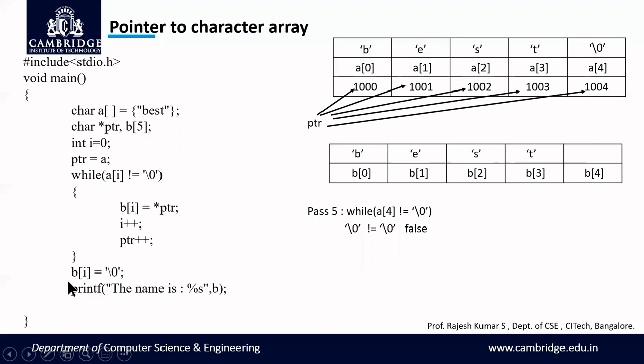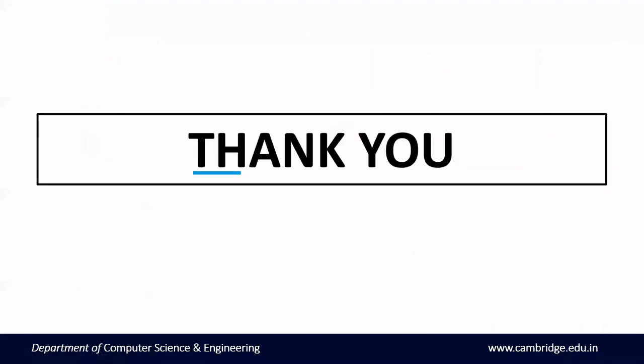So what we do is B of I is equal to null value. What is the updated value of I? Updated value of I is 4. So after exiting from the while loop, we'll write B of 4 is equal to null. We are assigning null to this particular location. Then we are printing the name. The name is BEST. That value BEST will be printed on the monitor screen. This is about pointers to character array. Thank you.